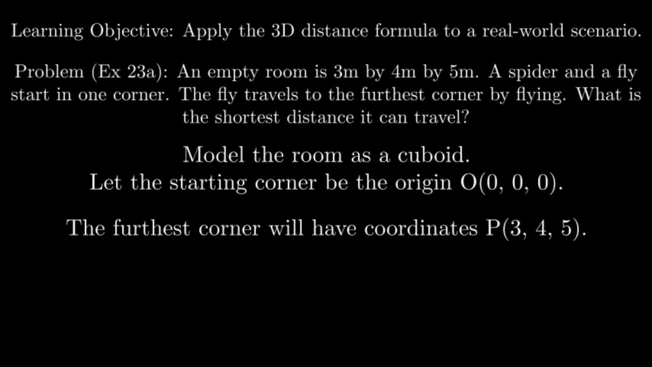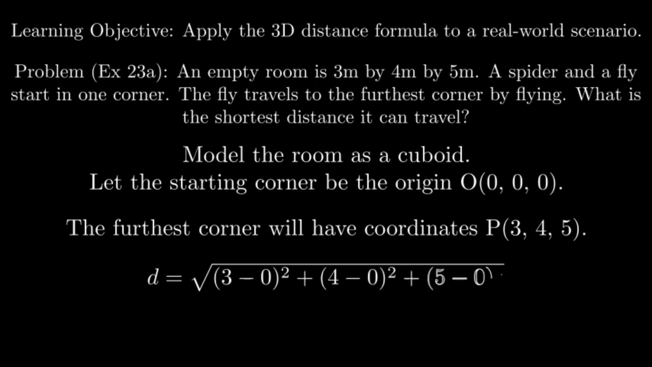The problem asks for the shortest distance the fly can travel. Since the fly can move through the air, the shortest path is a straight line connecting the two corners. This is exactly the main diagonal of our cuboid room. So we just need to find the distance between (0, 0, 0) and (3, 4, 5) using our distance formula. Plugging the values into the distance formula, we get the square root of (3 minus 0) squared plus (4 minus 0) squared plus (5 minus 0) squared.